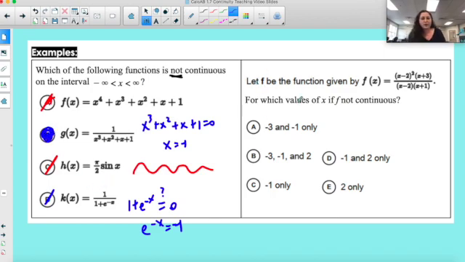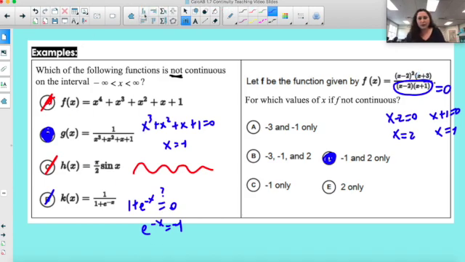Another example: for which of the following x values is f not continuous? All that matters is where the denominator equals 0. So that's going to be at 2 places, because x minus 2 equals 0 gives us x equals 2, and x plus 1 equals 0 gives us x equals -1. So 2 and -1. Notice they put -3 in there to trip you up because that's in the numerator. The numerator can be 0. 0 divided by a number is 0. That's fine. Just the denominator can't be 0.